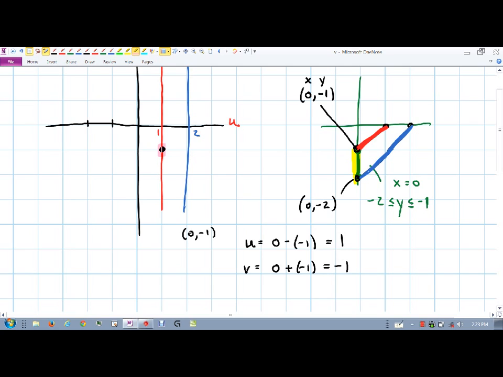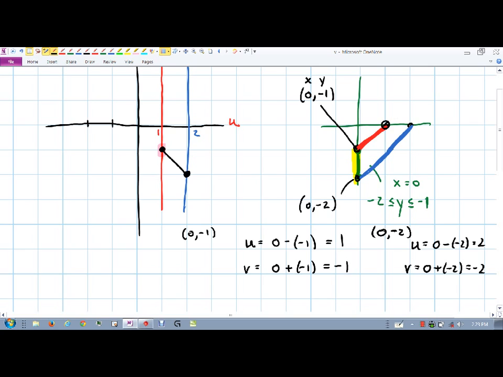Okay. Now, plug in 0, -2. I get U as what? 0 minus -2, so that's 2. V is equal to 0 plus -2, which is -2. So I go out 2, down 2. Okay? Big deal. It's not a rectangle. It's okay. It's a linear map, right?